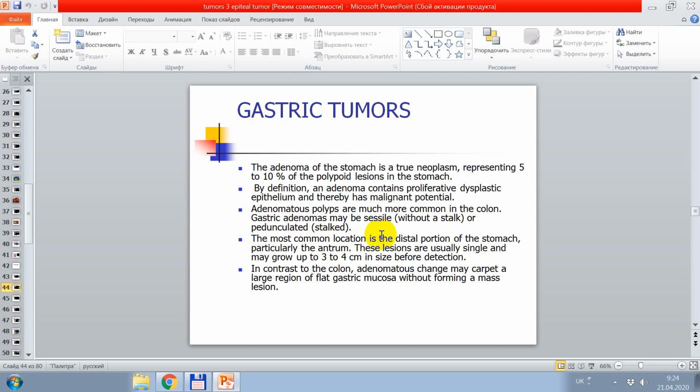The most common location is the distal portion of the stomach, particularly the antrum. These lesions are usually single and may grow up to 3 to 4 cm in size before detection. In contrast to the colon, adenomatous change may carpet a large region of flat gastric mucosa without forming a mass lesion.